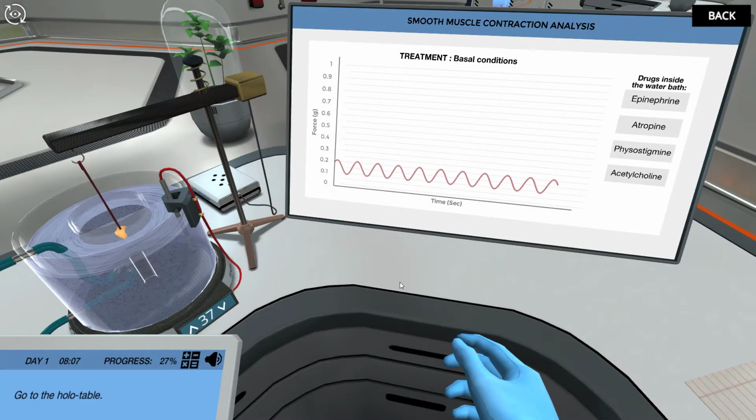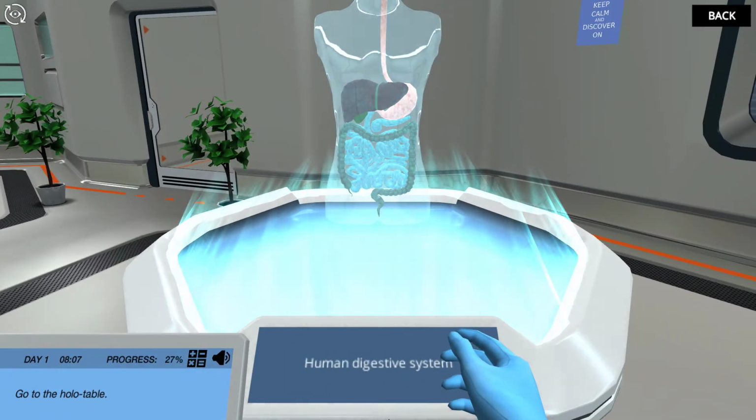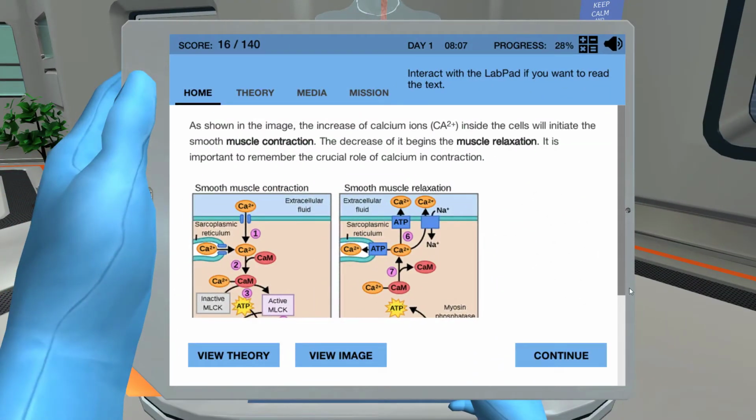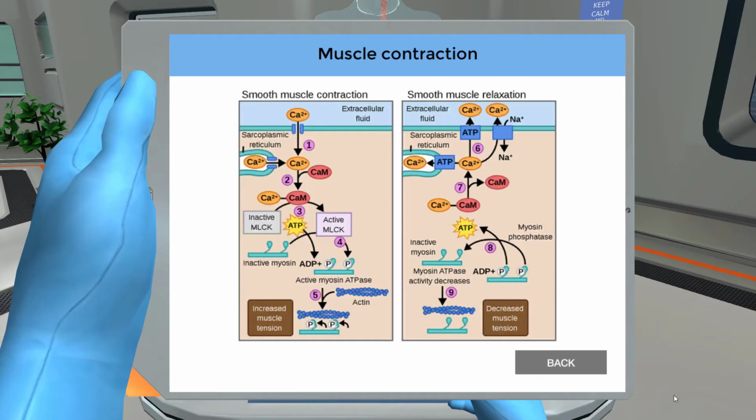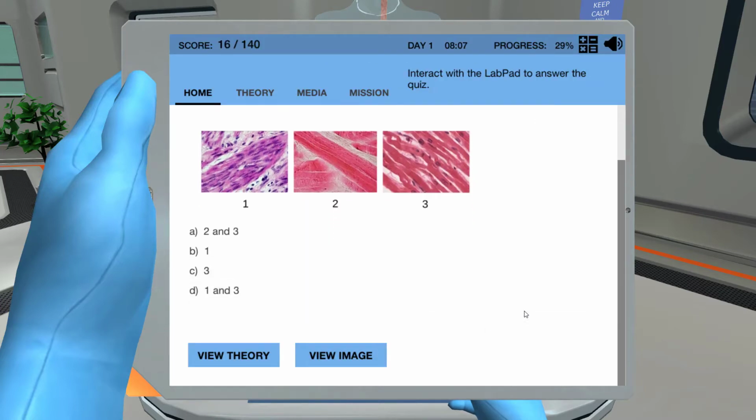Go to the hollow table. As shown in the image, the increase of calcium ions inside the cells will initiate the smooth muscle contraction. The decrease of it begins the muscle relaxation. It is important to remember the crucial role of calcium in contraction. You humans have 3 types of muscles. Can you guess which of these depicts the muscles that contract involuntarily? Check the theory pages if you need some help.